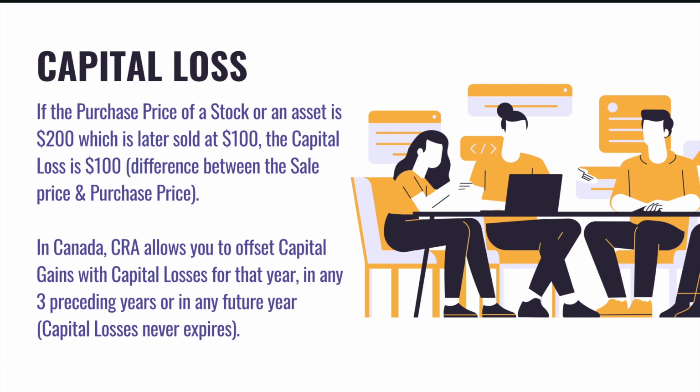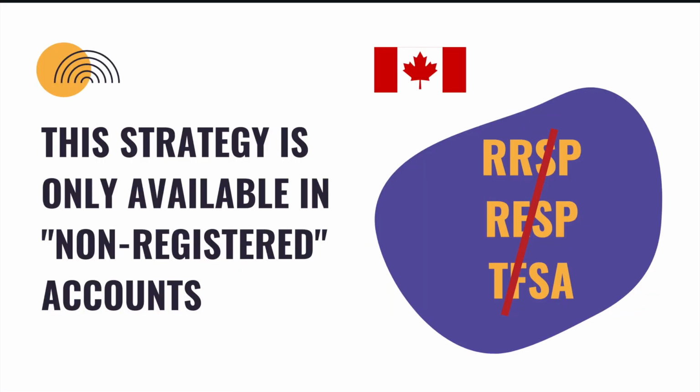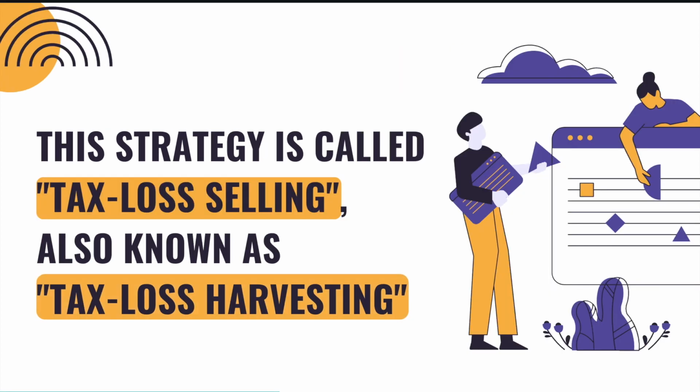In Canada, CRA allows us to offset the capital gains with capital losses for that year, in any 3 preceding years, or in any future year, because the capital losses never expire. This strategy is available only in non-registered accounts, so we cannot apply this strategy in RRSP, RESP, or TFSA accounts in Canada. This strategy is called tax loss selling, also known as tax loss harvesting.